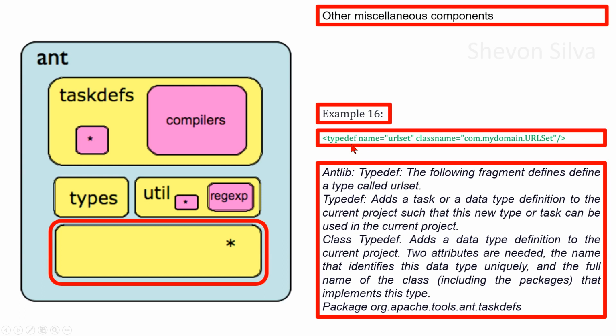The following fragment defines a type called URL set. The data type is now available to Ant. The class com.mydomain.urlset implements this type.